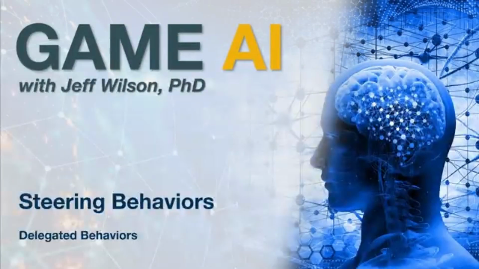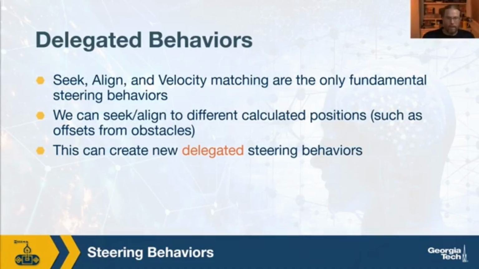So next up, we're going to look at delegated steering behaviors. We're going to build off of the fundamental or basic steering behaviors we looked at last time and create some new ones. So we previously defined seek, align, and velocity matching. Basically, any of these variable matching steering behaviors can be used to build more complicated delegated steering behaviors.